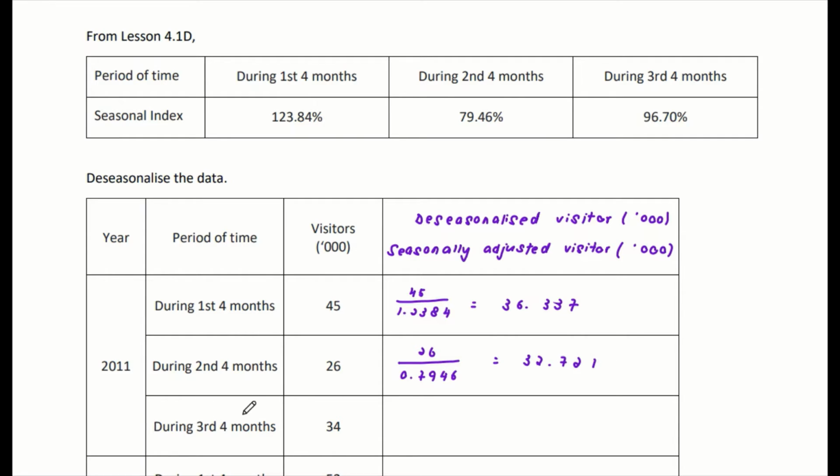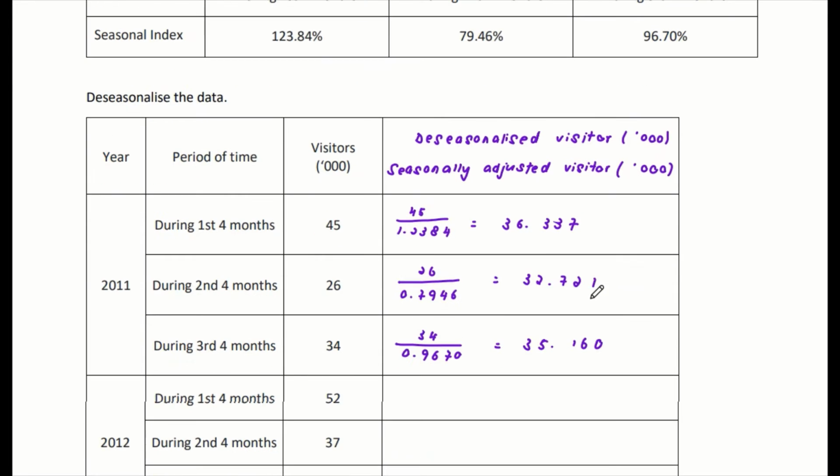During the third 4 months, you are looking at the seasonal index for the third 4 months, so it will be 34 divided by the decimal 0.9670. From here, you will be able to get 35.160. That's basically the idea. When you move on, it's just the same thing. So 52 will be divided by the seasonal index for the first 4 months as well, so divide by 1.2384, and so on.